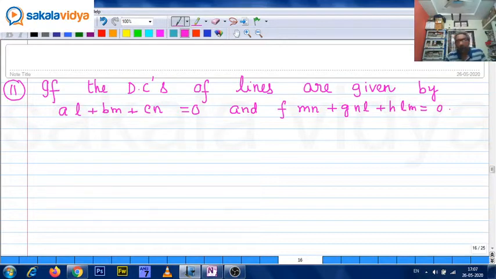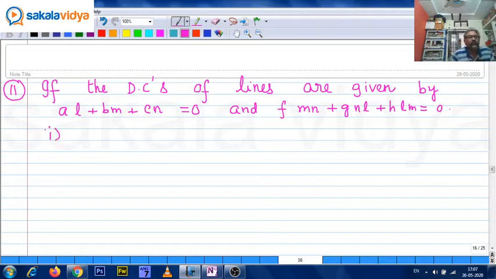Then we are able to find out the direction cosines of each line, and next we are able to find out the angle between the lines also, or we are able to decide the condition for perpendicularity and the condition for parallelism. That's very important. We need to check it now.